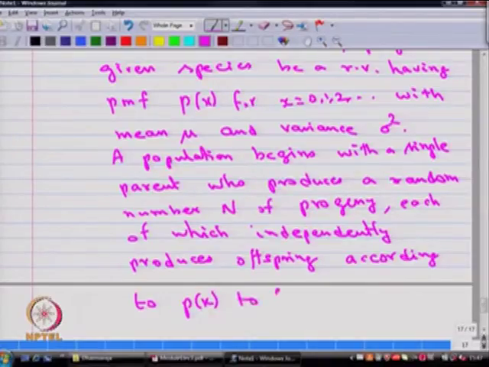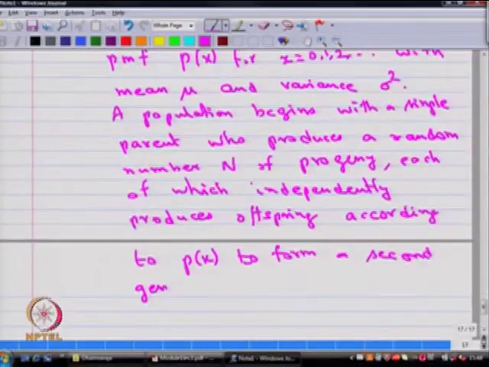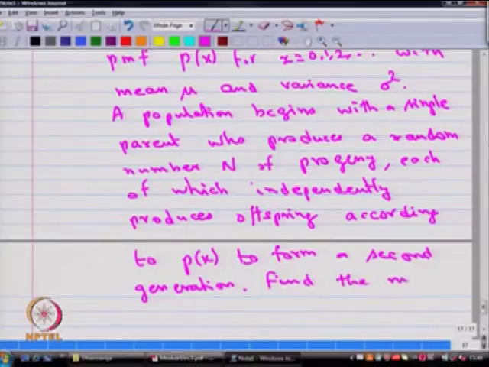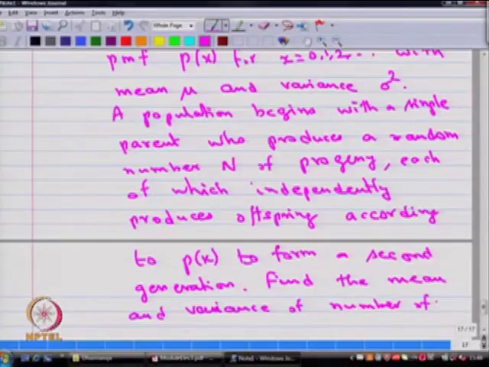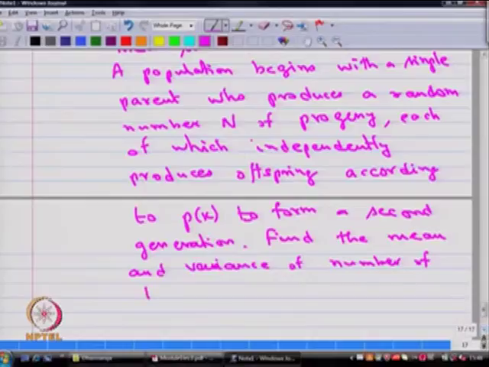To form a second generation, find the mean and variance of the number of descendants in the second generation.